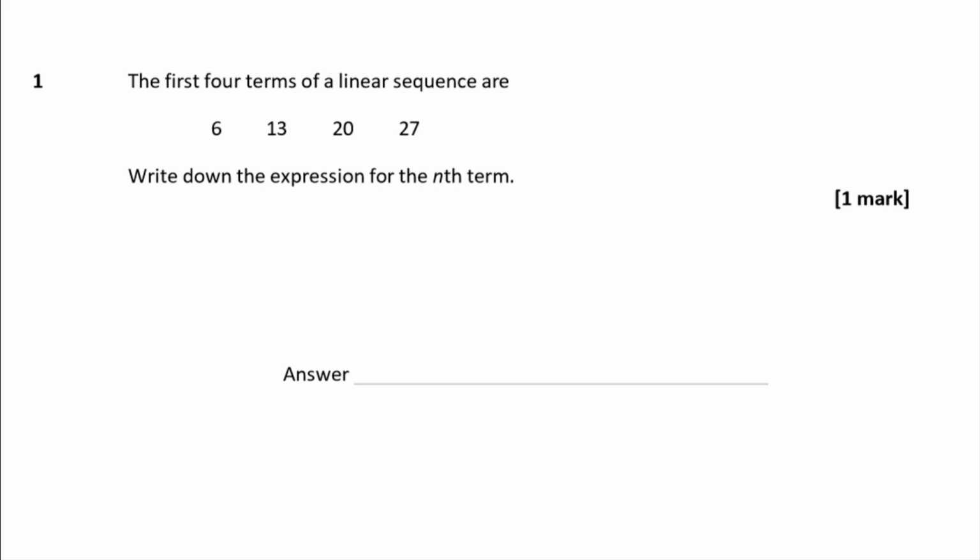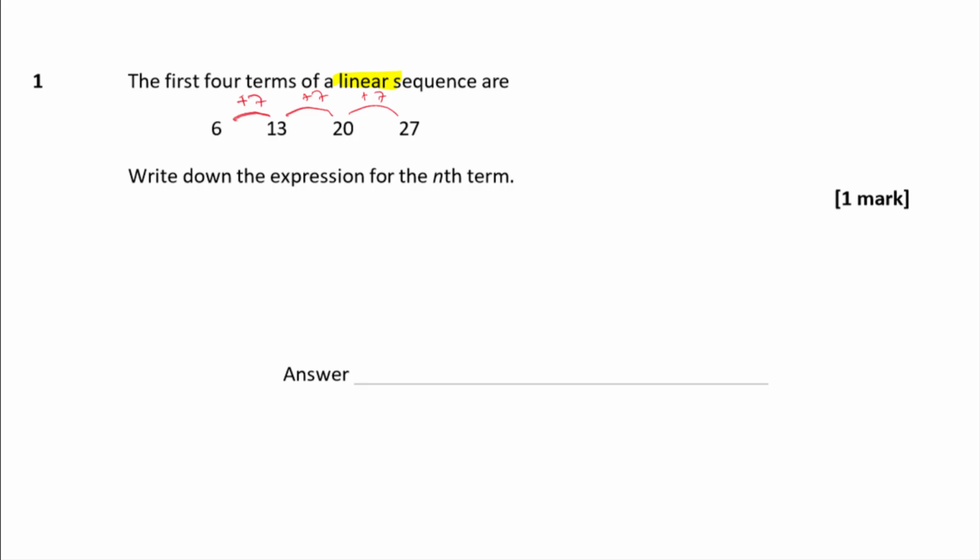Okay, so when you're looking at sequences, the first thing you really should look at is the difference between each of the terms. And in this case, from 6 to 13, that's add 7, isn't it? And then from 13 to 20, that's also add 7. And 20 to 27, that's also add 7. Not really a surprise, it did tell us it was a linear sequence there. And linear sequences have numbers going up in equal increments like that.